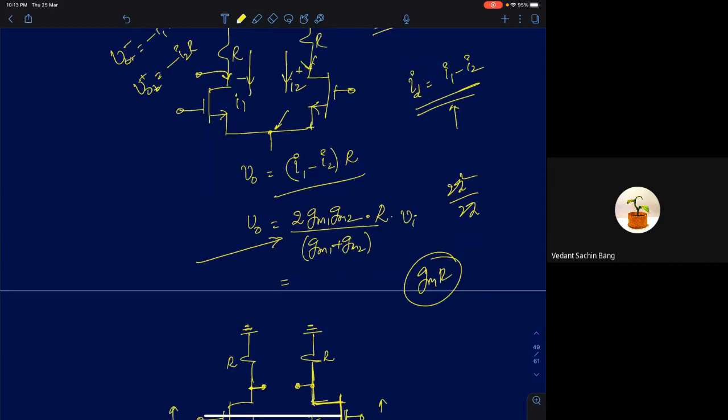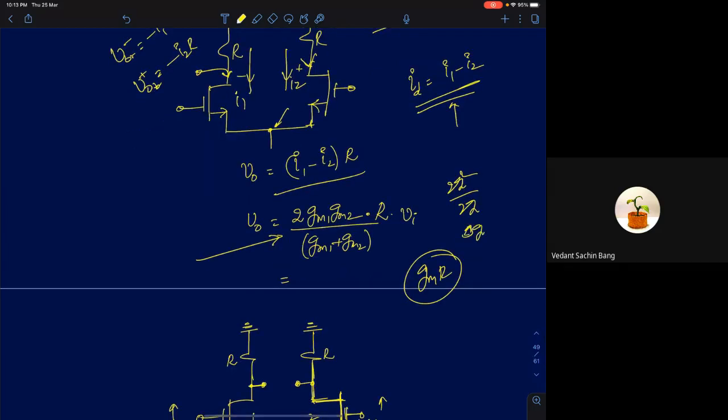Then you get an expression for gain that looks like this. This will be very close to, if I assume your delta GM is very small, if your delta GM is much smaller compared to GM1 and GM2, I can approximate it to GM times R into VI. You will get the gain very close to GM R times VI. So that's the differential gain in the presence of input pair mismatch. Now we'll calculate the ACM.